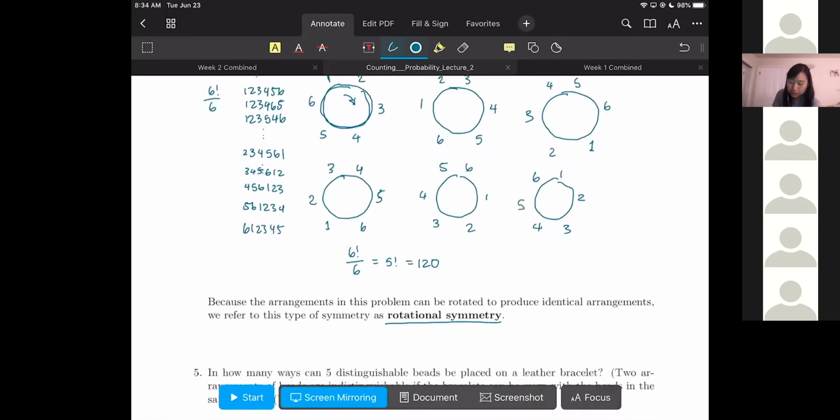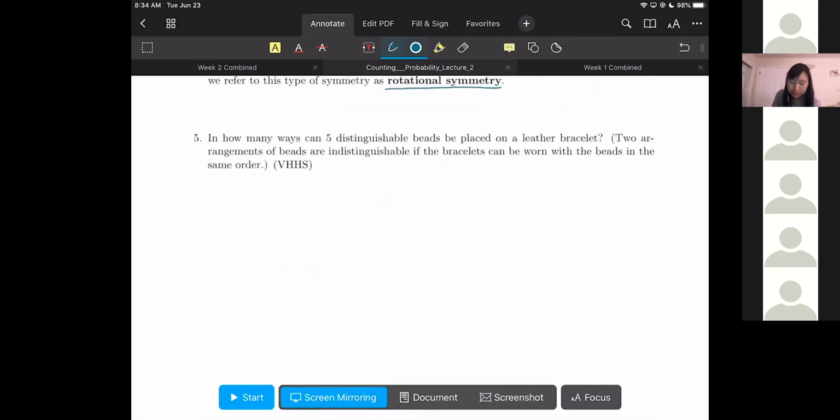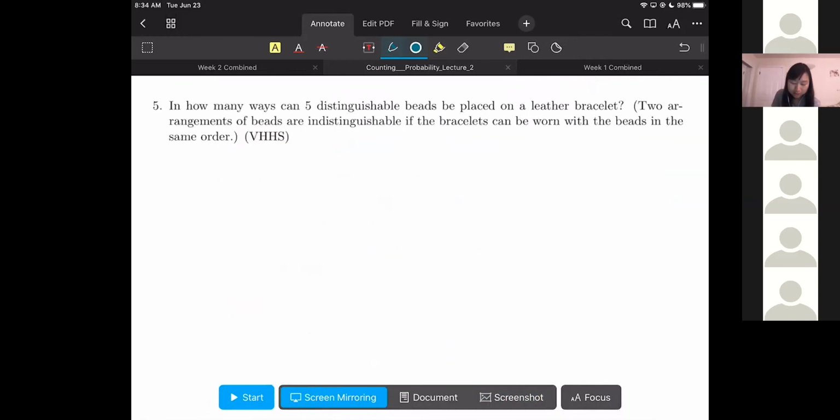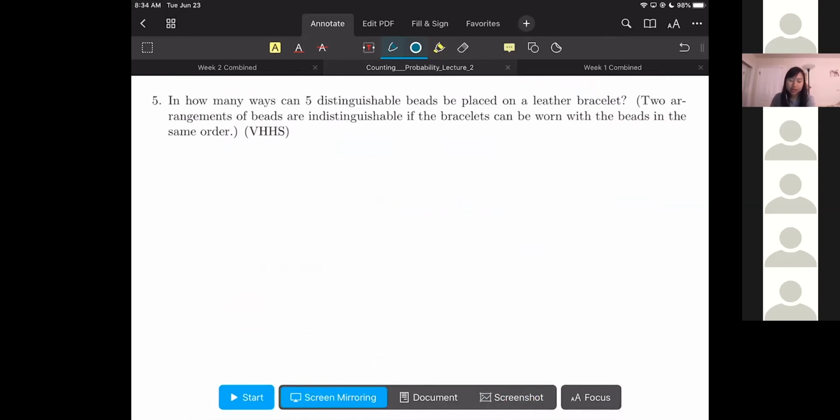Let's do another question together that's similar, but also a little different. It's a little trickier. This one says, in how many ways can 5 distinguishable beads, so distinguishable means you can tell the difference, maybe we can say they're 5 different colors, be placed on a leather bracelet? And we decide that they're indistinguishable if I can take the bracelet and wear it with the beads in the same order. So does anyone have any ideas on how to do this one?